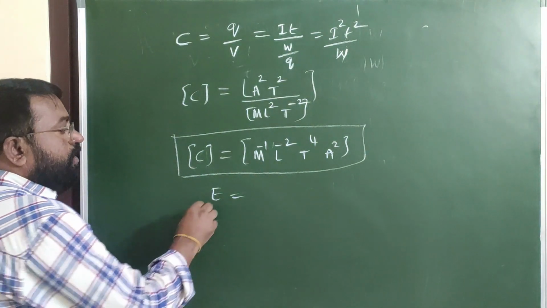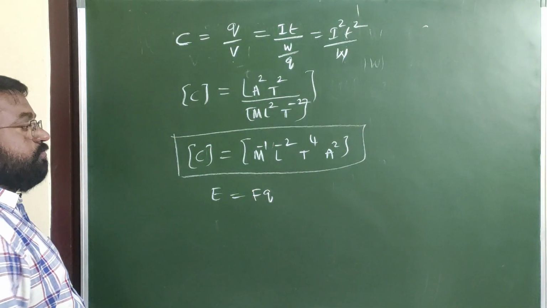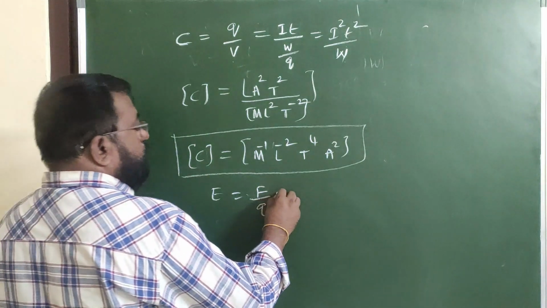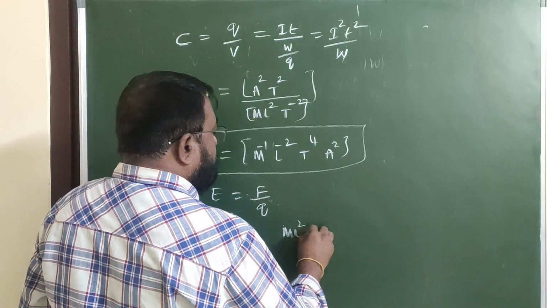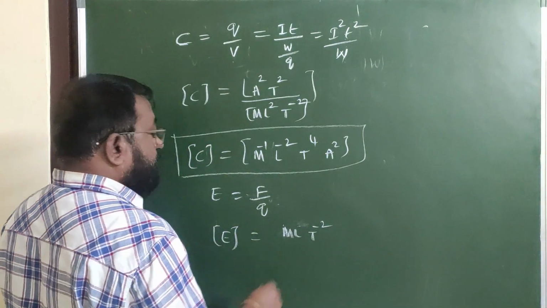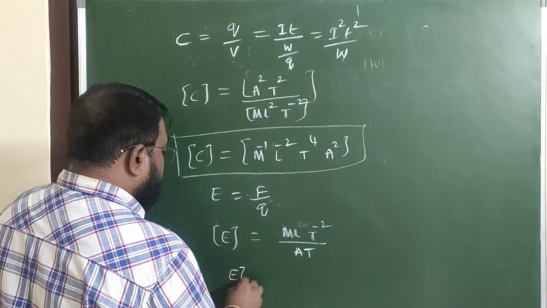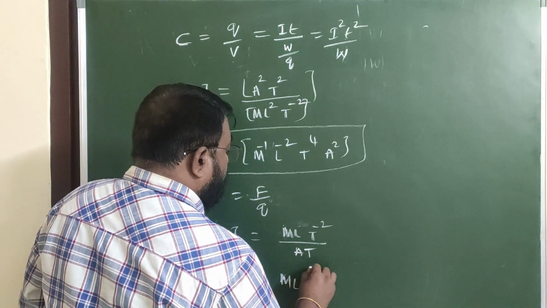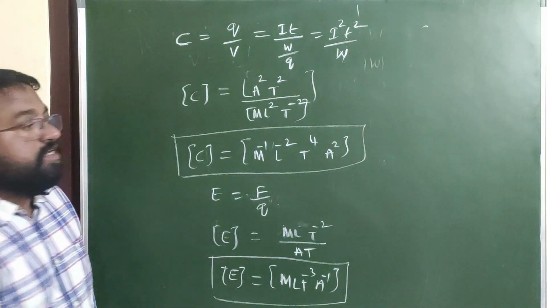Intensity of electric field. Intensity of electric field E is equal to F by Q. This becomes its dimensional formula: force M L T to the power of minus 2 by charge, current A and time is T. This becomes M L T to the power of minus 3 A to the power of minus 1. This is the dimensional formula for intensity of electric field.